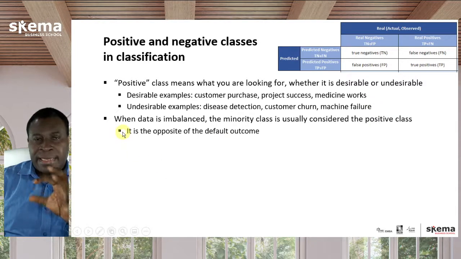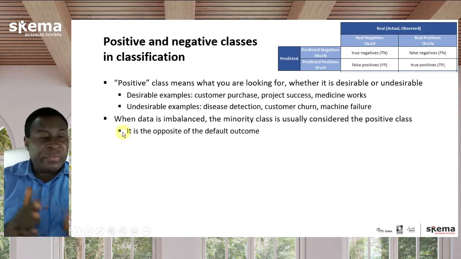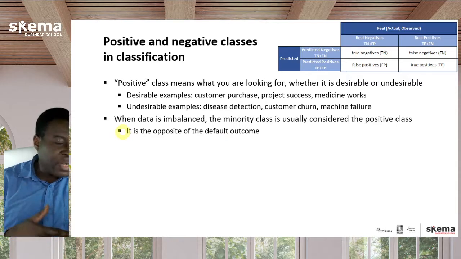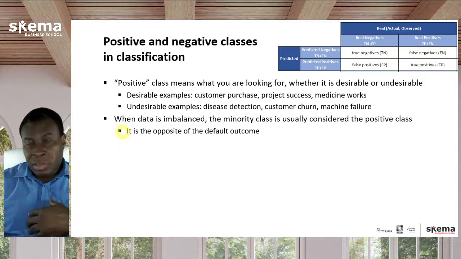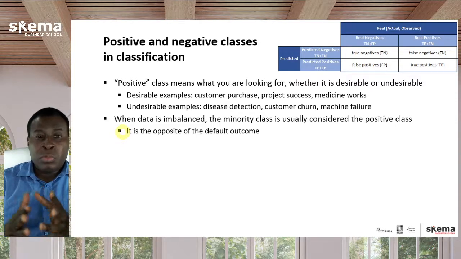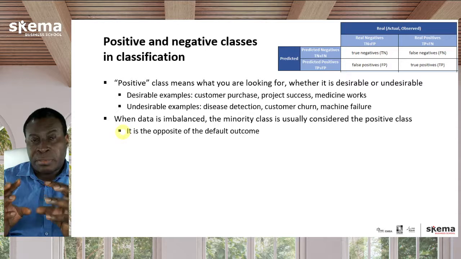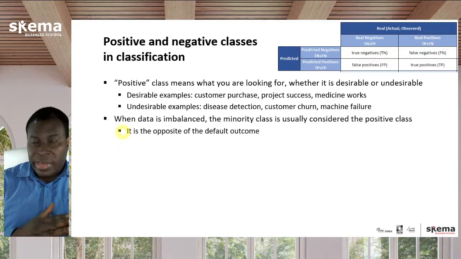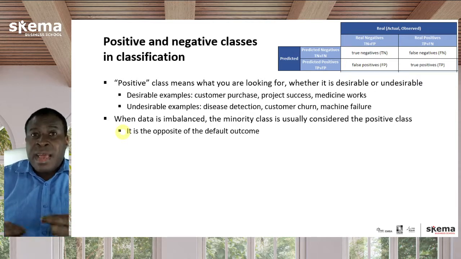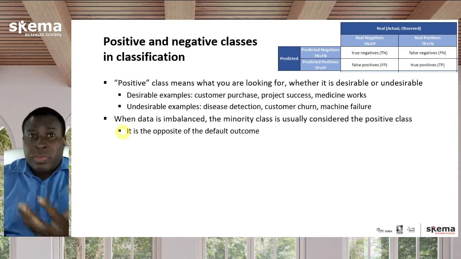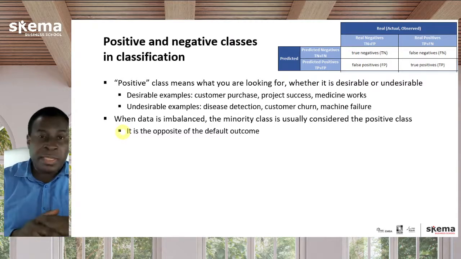Now, when data is imbalanced, and by that I mean that it's not a 50-50 split, so it's not like 50% of customers buy and 50% don't, maybe it's only 10% buy and 90% don't. Whenever data is imbalanced in that way, the minority class, the smaller class, is usually the positive one. That's because the majority is a default. If you're looking at diseases, most people don't have the disease, and so the exception is those who do, even if it's only 2%. That's what you're interested in.